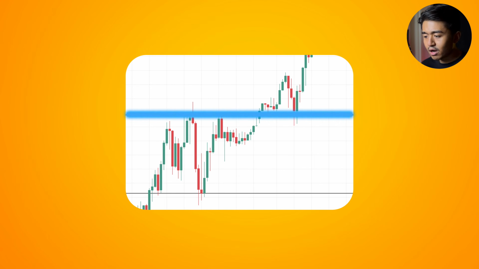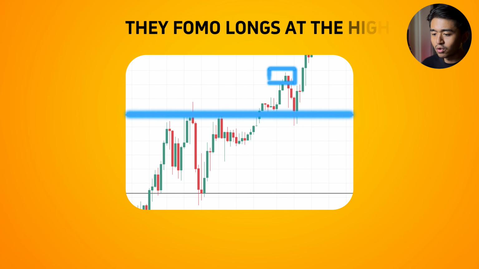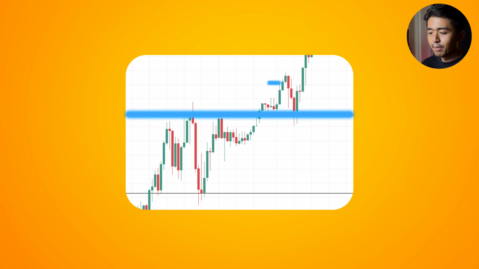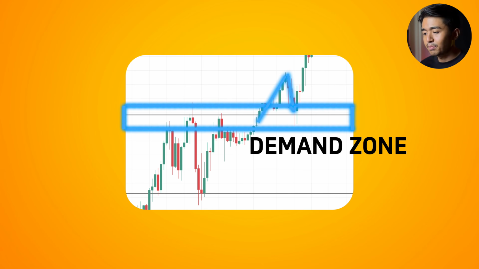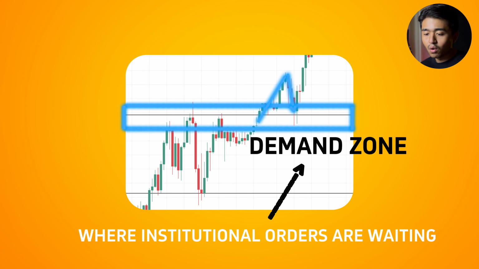Now here's the mistake most retail traders make. They chase the breakout, price explodes, and they FOMO into longs at the highs or shorts at the lows. But by the time they enter, the move is already over. That's why we wait for price to return to the demand or supply zone, where institutional orders are waiting. And that's where we position ourselves, and we put our stop loss at the wick of that previous candle.